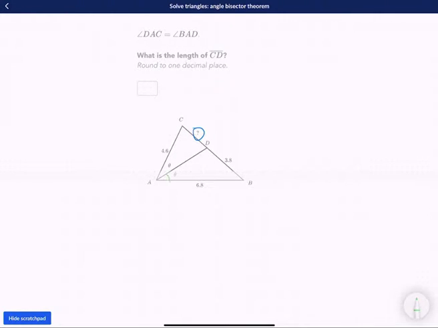We know that this angle and this angle are congruent. Not only are they labeled with the same variable, but it says right here, DAC is congruent to angle BAD. DAC, I'm sorry, I went the wrong way. DAC is congruent to BAD.